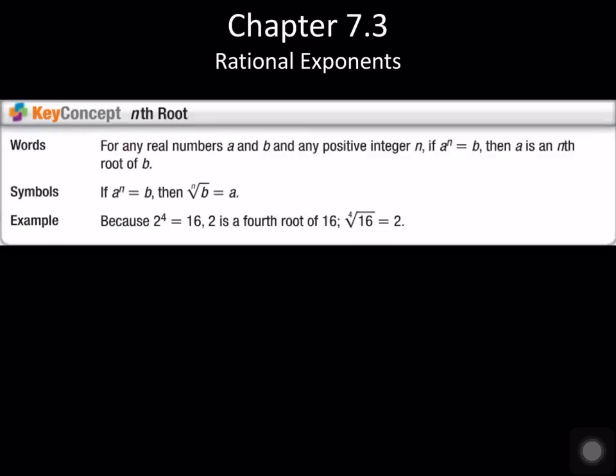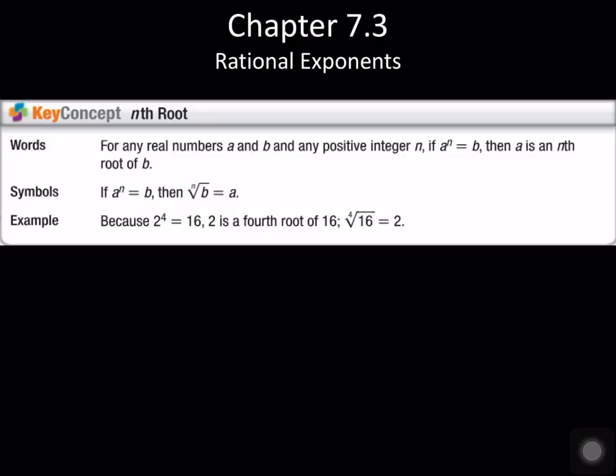All right, here's your next rule. The nth root, okay? So we want to make sure that you understand that there is a connection between a number raised to a power and its answer, and also the root of that number and getting us back to the base. Okay, so here we go. And it says right here, a to the n equals b. So that means that the nth root of b gets us back to a.